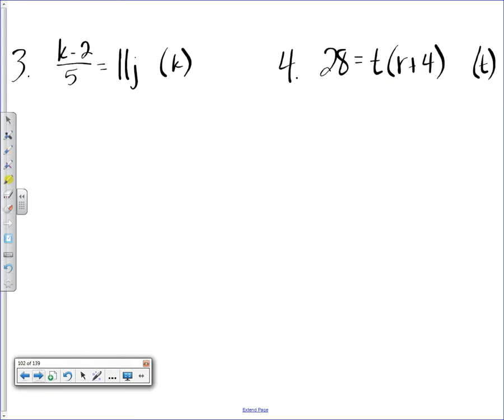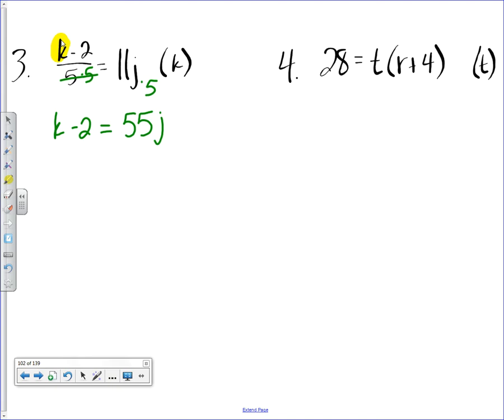All right, looking at number 3 here, you see the k is in parentheses. So I want to isolate this k right there. So the first thing I want to get rid of is that 5 in the denominator. So I need to multiply it over. k minus 2 is equal to. Now remember, we do not have to have like terms in order to multiply. So I can go ahead and multiply that 11j and the 5 together, and I get 55j.